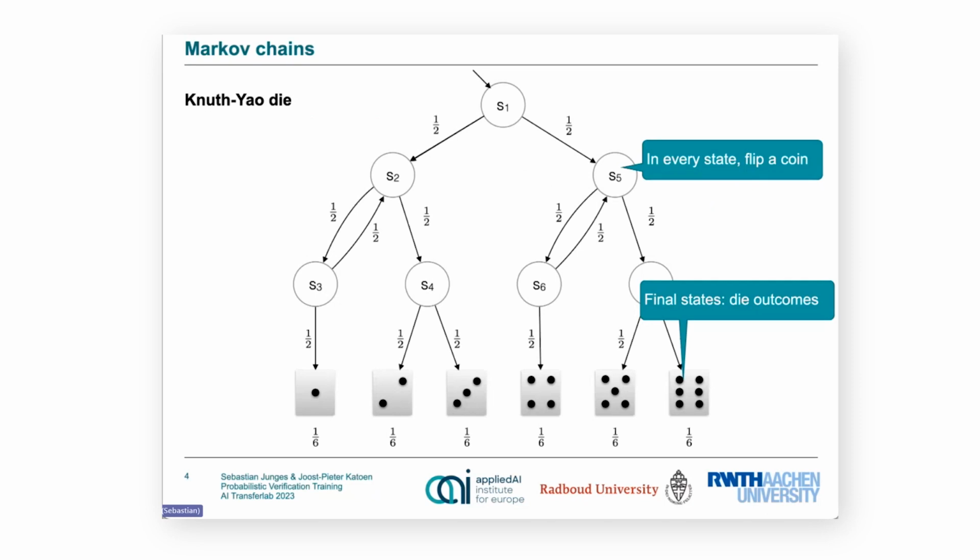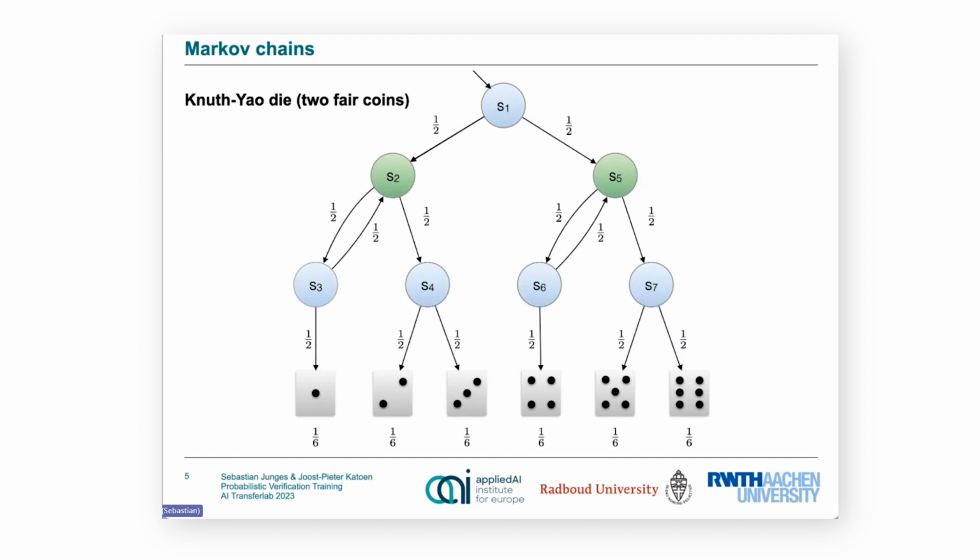So here's the Knuth-Yao die again. I hope you remember it. We're still flipping coins in order to simulate a die. And in order to change my story slightly, we're now having two still fair coins, a blue coin and a green coin, and we're flipping them alternatingly. This does not change anything about the protocol.